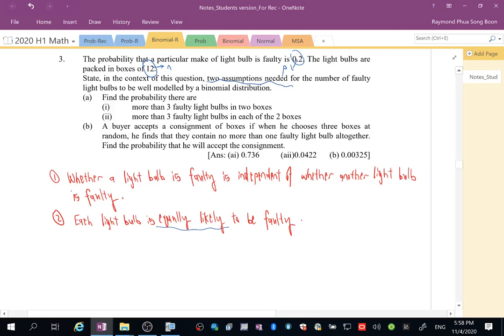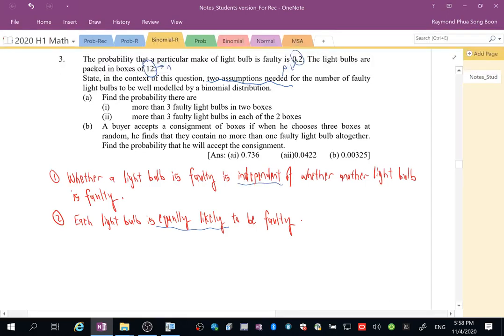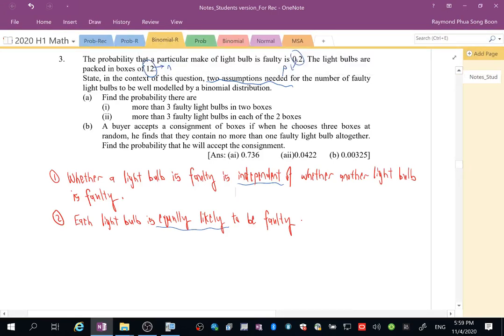The fourth condition of the binomial distribution is that the trials are independent. So in this case, what does it mean for the trial? The trial in this context is whether a light bulb is faulty. So the trials are independent means that whether a light bulb is faulty is independent of whether another light bulb is faulty. You can see that the keywords for the condition are still there. So these will be the two conditions you need to state for the number of faulty light bulbs to be well modeled by a binomial distribution.